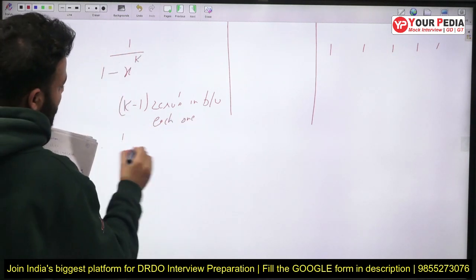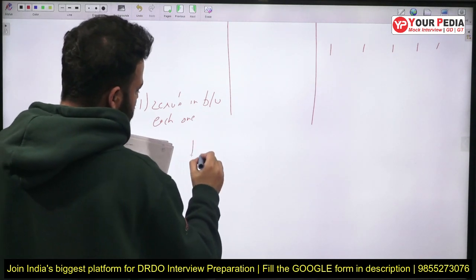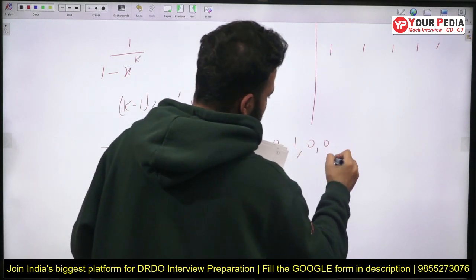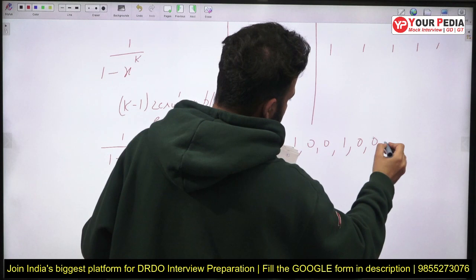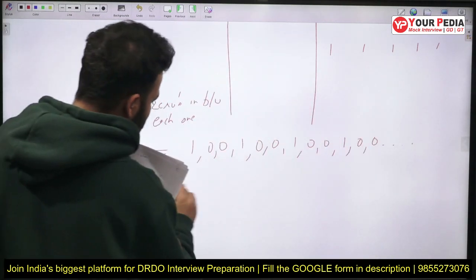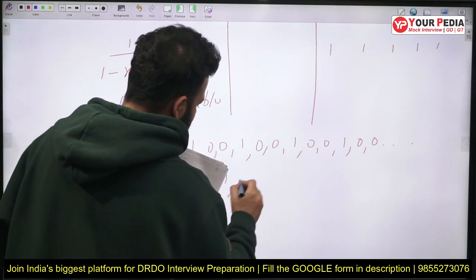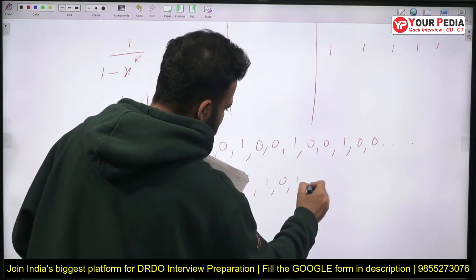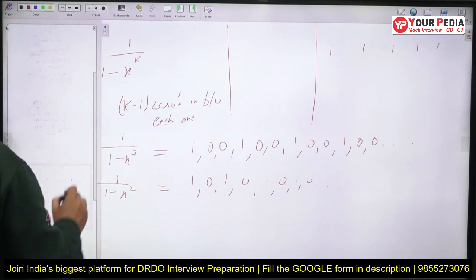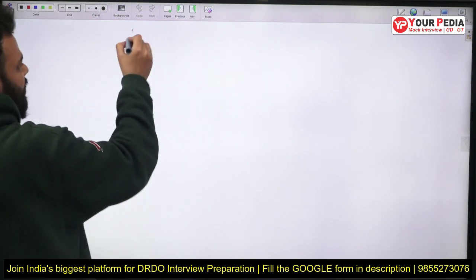So for example, if it is 1 by 1 minus x cube, the sequence will be 1 comma 0 0 comma 1 comma 0 0 comma 1 comma 0 0, and so on. Let's say that if you do 1 by 1 minus x square, it will be 1, and you have to add 2 minus 1, that is 1 zero each time. So 1 0 1 0 1 0 1 0, and so on. So this is the constraint here. So let's go over the sequence once more, so that you can get a clear understanding.